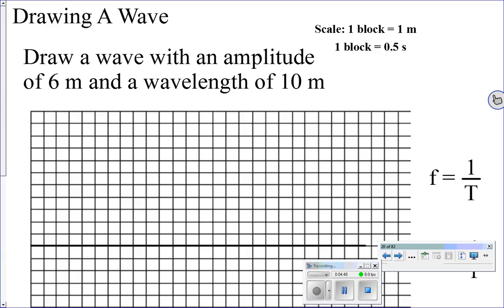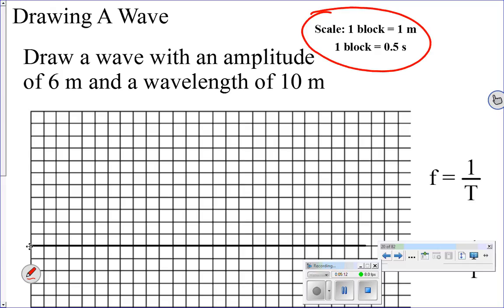So one of the things you're going to need to do today is be able to draw a wave. You're going to be given a grid. On my grid, I did put this darkened line right here that you can see. So you do have that in your notes, but you're not going to have that on today's worksheet. What is going to be important is making sure that we utilize the scale that we are given.